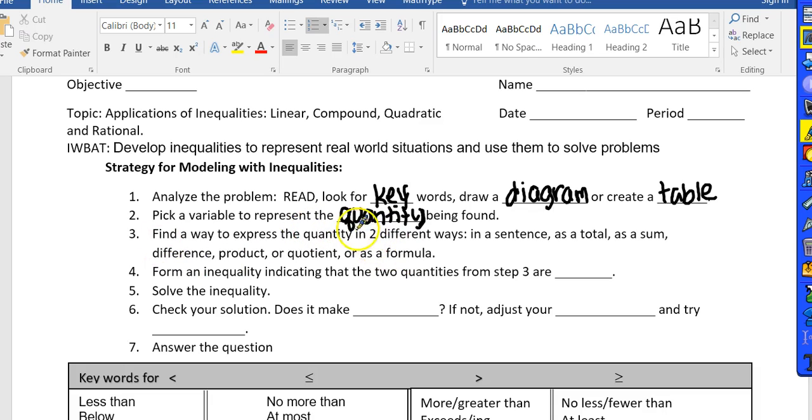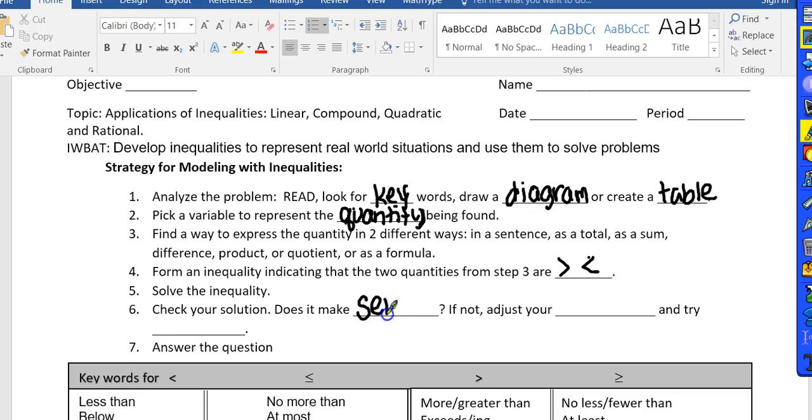And then we'll find a way to express the quantity in two different ways, whether we write it in a sentence or as a total, as a sum or as a product, whatever. Then we're going to form an inequality indicating that the two quantities from step 3 are greater than or less than. It could have equal signs in them as well. That's not important. Just understand that one side will be more than the other. And then we solve it, because that's the skill we've just been practicing, solving inequalities. Then check your solution.